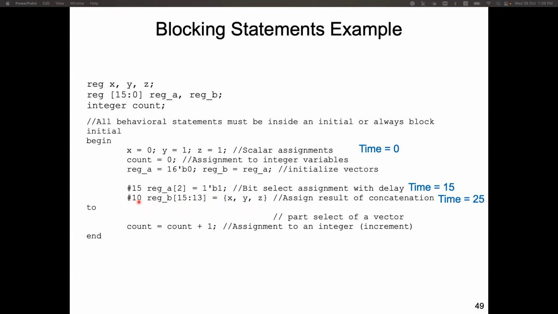So this statement is executed after its previous one is executed. There was already 15 units of time, so here the time will be another 10 units. So it's time equal to 25. And the last statement here is executed at time equal to 25 as well, because there's no further delay. But this statement will be executed after its previous statement. Although their execution time is the same, 25, there is a sequential order.